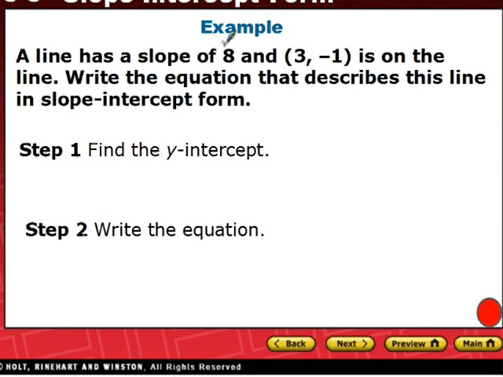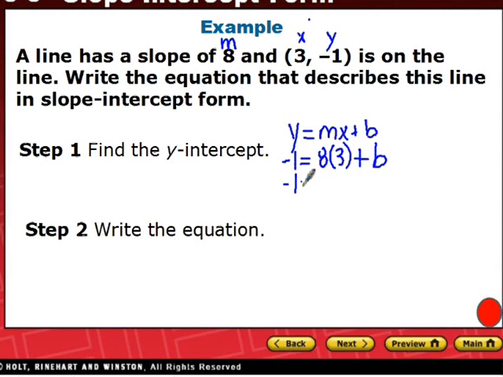So m is 8. One ordered pair is 3, -1. That's on the line. So I'm going to find the y-intercept by plugging in everything I know to the slope-intercept form of the line. And I get -1 equals 8 times 3 plus b. And now I just use regular old algebra equation solving techniques to solve for b. And I get b equals -25 after I subtract 24 from each side.